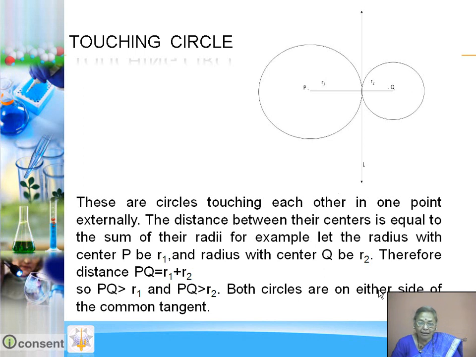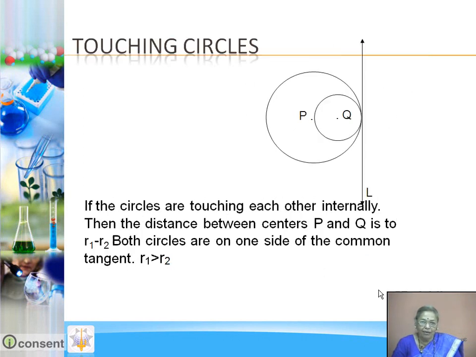We have to add to find the distance between P and Q. The distance is equal to R1 plus R2. There are other types of circles which are touching each other from inside. They have a common tangent.